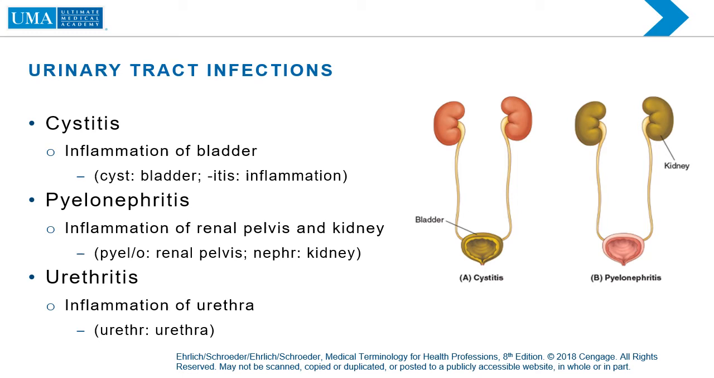Next, we have pyelonephritis, and this would be an inflammation of both the renal pelvis and the kidney. This usually will be caused by a bacterial infection that is spread upward from the bladder. Let's break this term down also. We have pyelo, meaning renal. Then we have nephr, the N-E-P-H-R, which refers to the kidneys. And then inflammation, which is the suffix of itis. Put those word parts together, we have pyelonephritis.